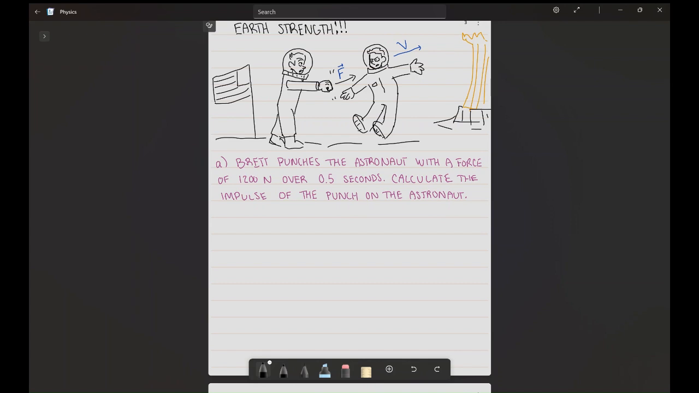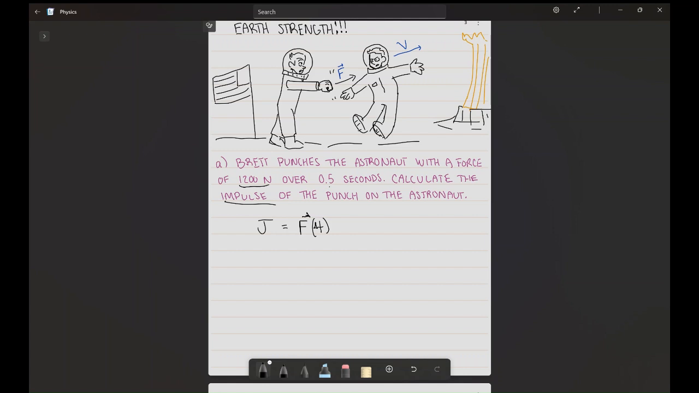So basically, we're going to do a couple different parts. For part A, it says Brett punches the astronaut with a force of 1200 newtons over 0.5 seconds. So we're going to calculate the impulse of the punch on the astronaut. We know that impulse equals variable J, and impulse equals force times change in time. In our case, it's just the 0.5 second interval.